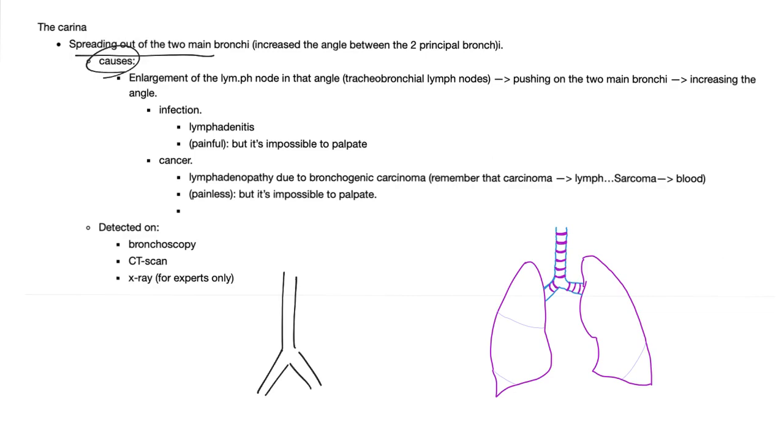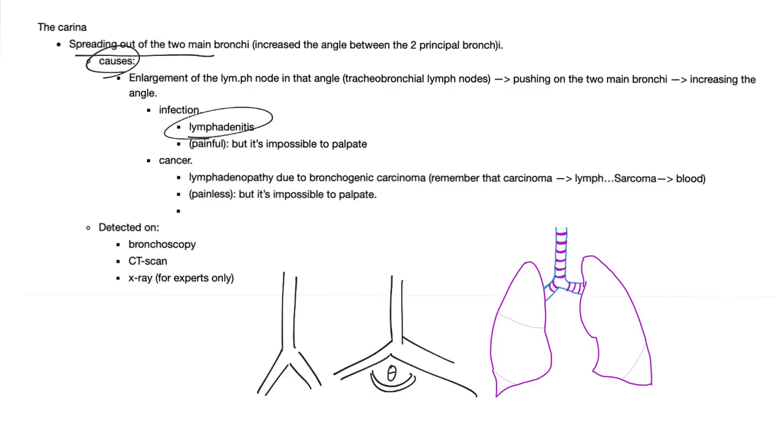Let's say that normal angle is like this. What causes them to be like this? So the angle here is becoming more obtuse. I'm feeling like geometry and like I'm an engineer or something. So what causes this angle to increase?